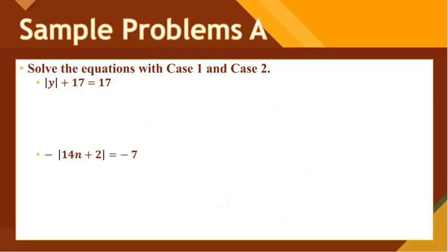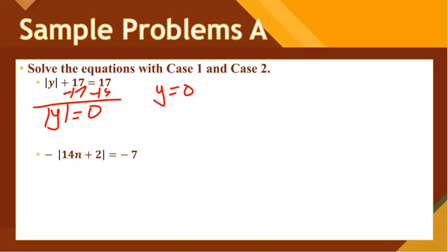Other examples. Here I'm going to subtract 17. And when I do that, I have the absolute value of y equaling 0. Now, anytime you have an absolute value equaling 0, y is just going to equal 0. So there's no case 1 and case 2 because 0 is neither positive nor negative.